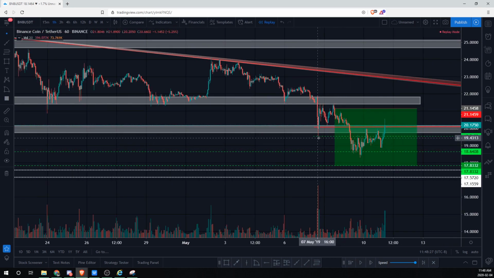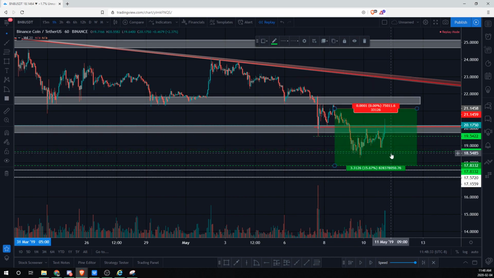So we've had a major risk reward of 2 to 1, 50% right here, and then we took the second 25% right here. So we only had the last 25% left, and that got stopped out right there.